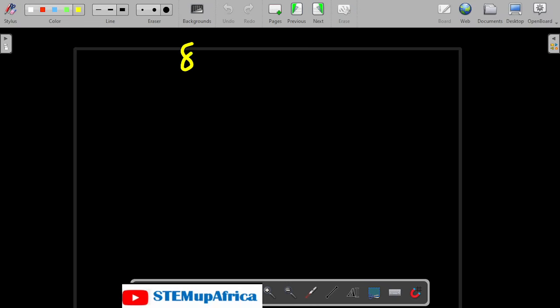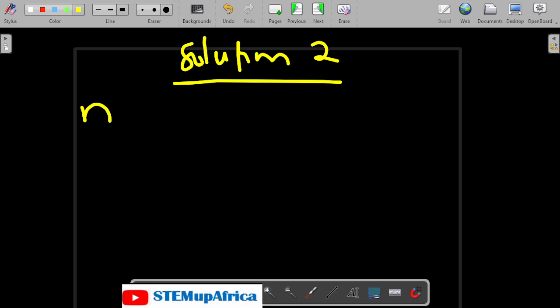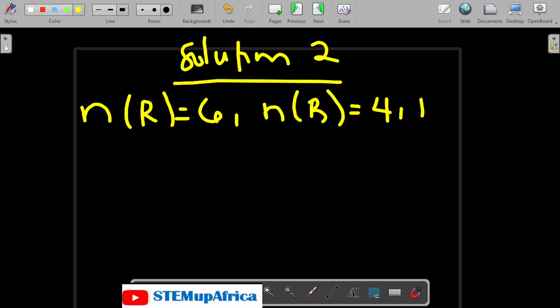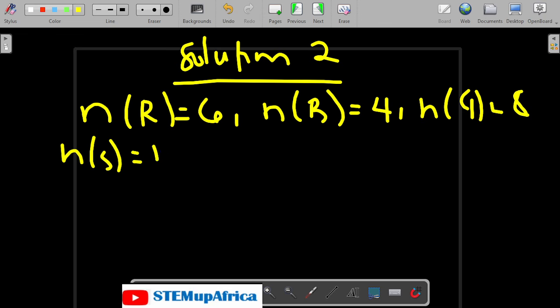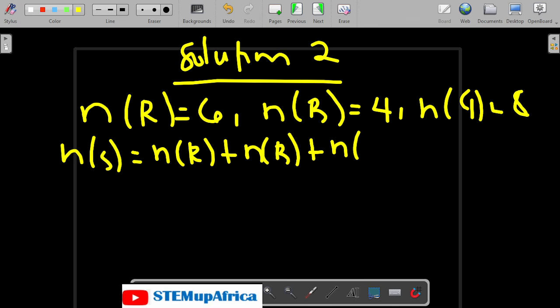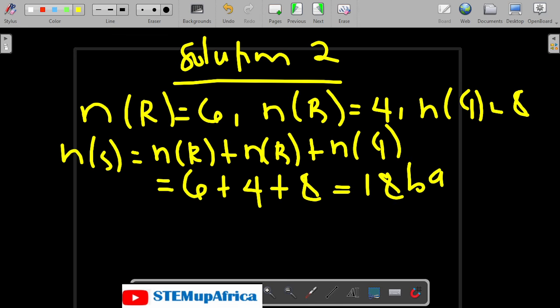So let's go. Solution, question 2 now. Numbers of red given from the question. Numbers of red is 6. Numbers of blue is 4, and numbers of green is 8. So my sample space is now numbers of red plus the numbers of blue plus the numbers of green, which is 6 plus 4 plus 8. Answer will give us 18 balls.